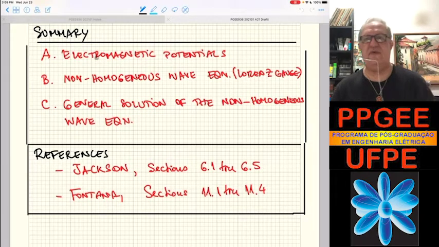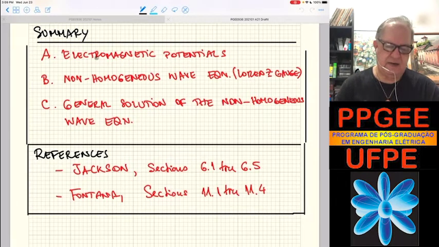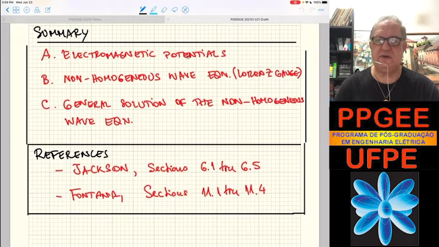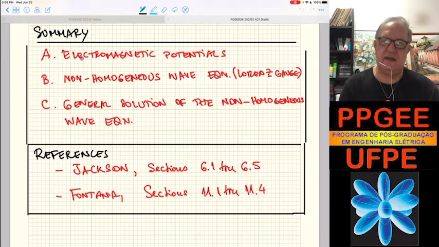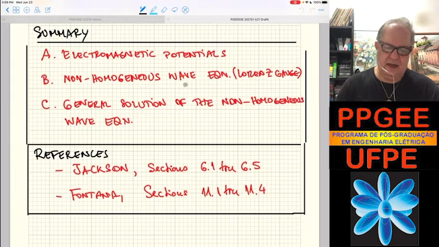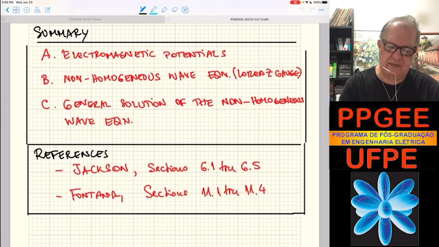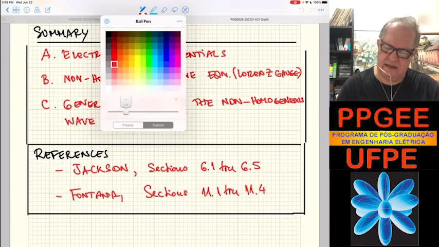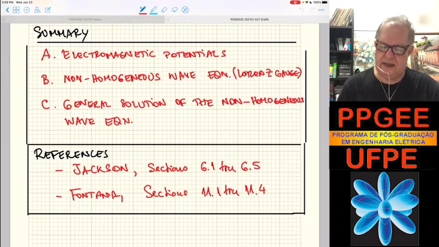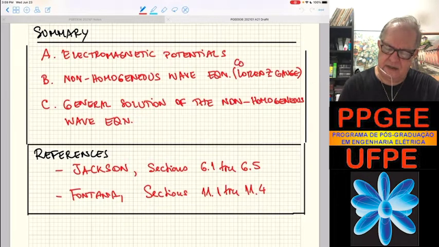We are going to revisit now a generalization of potentials. So these are the electromagnetic potentials. They are the intermediate quantities that are used to determine the final quantity. Then we are going to derive the non-homogeneous wave equation. In fact, we are going to talk about both, not only the Lorentz gauge, but also the Coulomb gauge. I forgot to add that here.